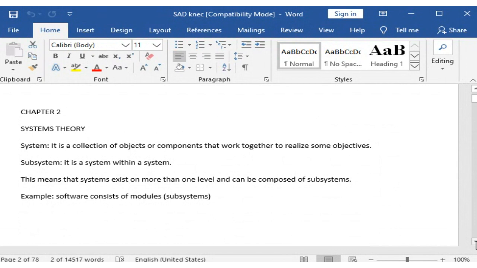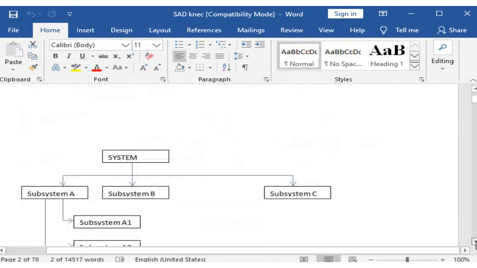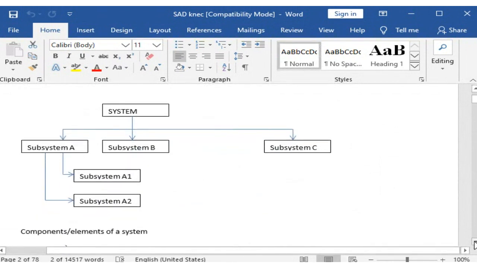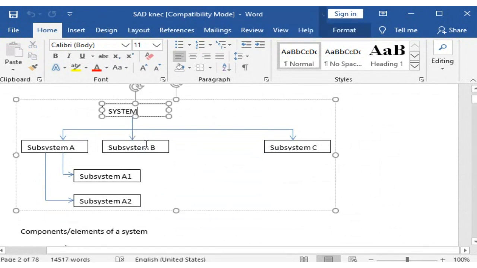We have examples, such as a software module, which is an example of a subsystem. Below, we have a diagram showing a complete system that is made up of several subsystems: subsystem A, subsystem B, subsystem C, and you find subsystem A has systems A1 and A2. All these, when they work together, make one complete system.